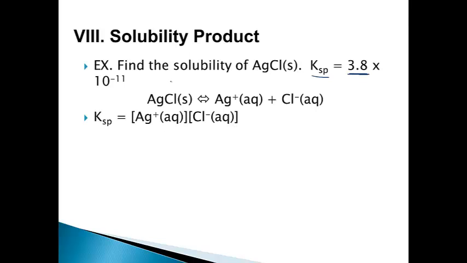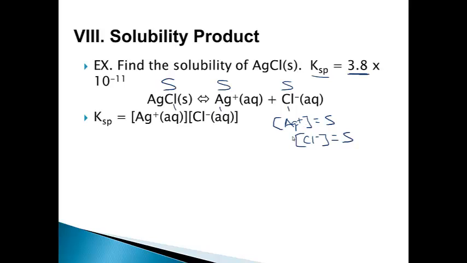Now S is the amount that dissolves. If 1 mole dissolved, you get 1 mole of Ag plus and 1 mole of Cl minus. But how much of the Ag plus will you get? In terms of S, you'll get S because it's a 1-to-1 ratio. How much Cl minus will you get? The same amount. So we can say that the concentration of Ag plus is equal to S, and the concentration of the Cl minus is also going to be equal to S.